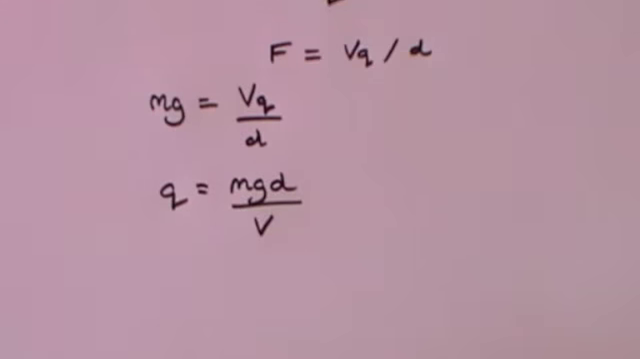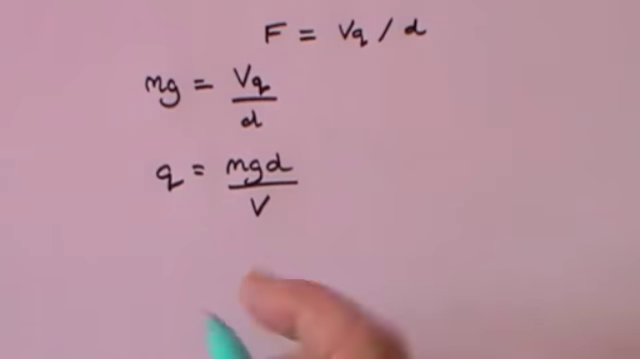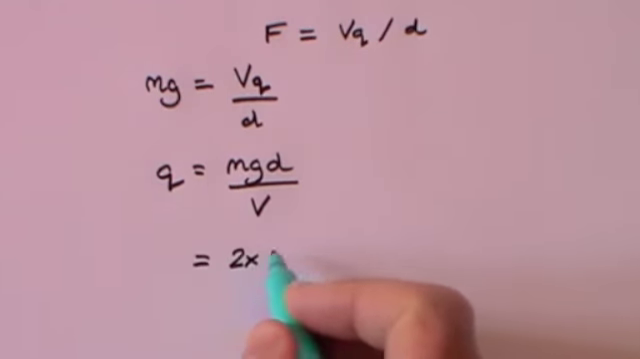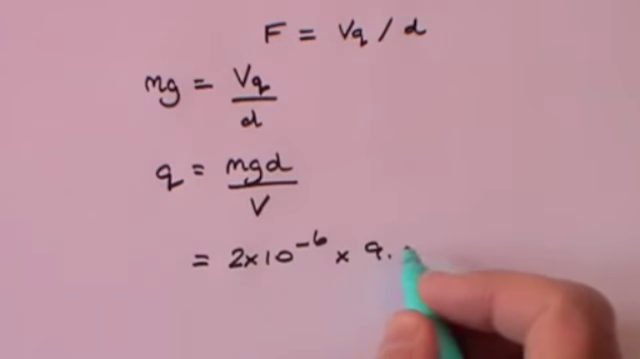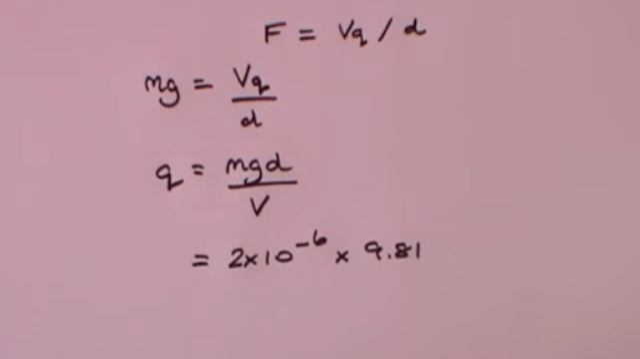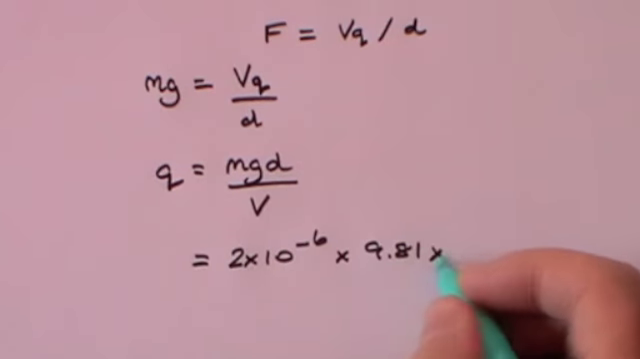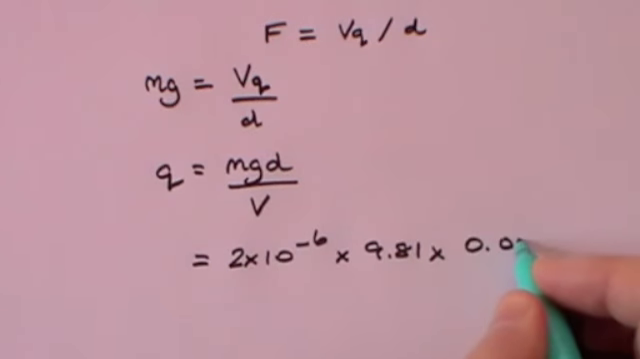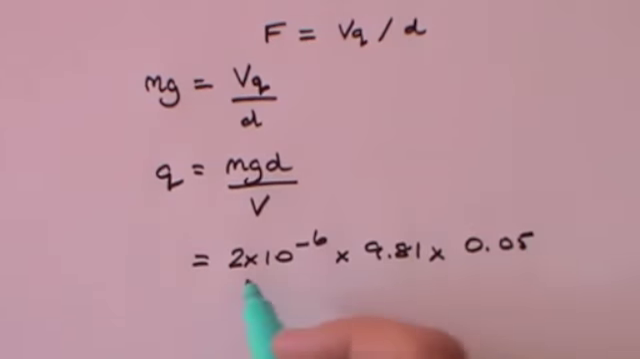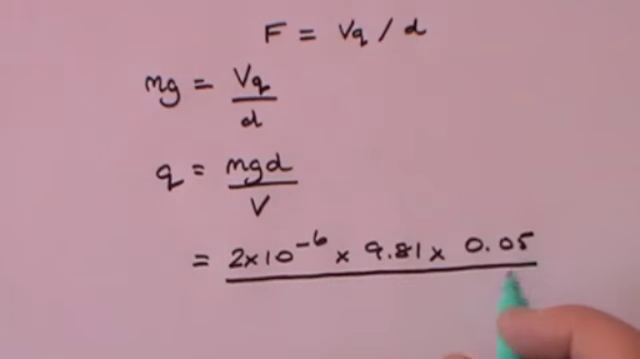And now it's just a case of substituting in the values. We were told that the mass is 2 times 10 to the minus 6 kilograms. We know that gravity is 9.81. And we know that the distance between the two plates was 5 centimeters. So that's going to be 0.05 meters. And that's going to be divided by the voltage, which you may recall was 2000 volts.